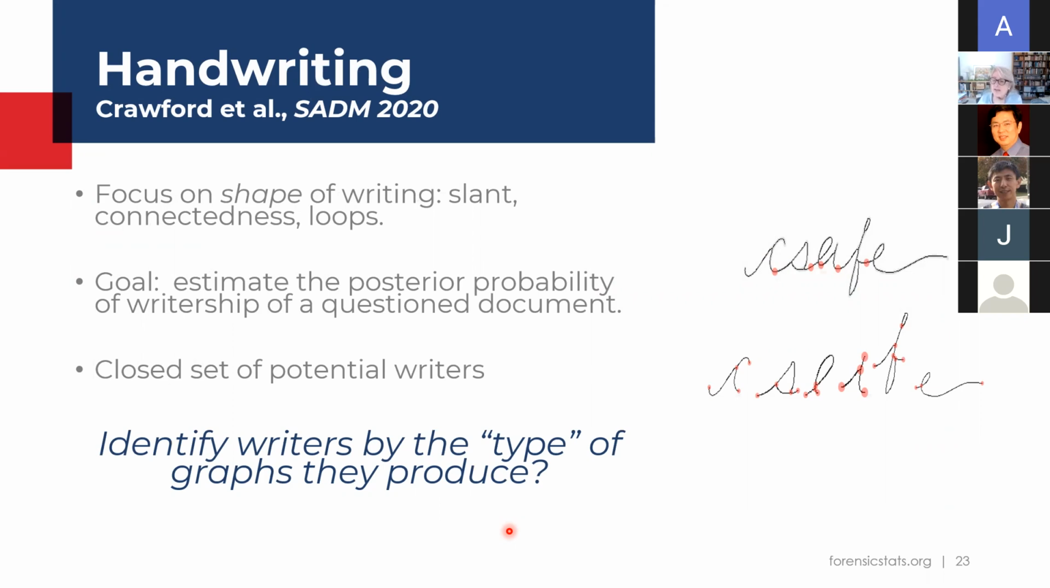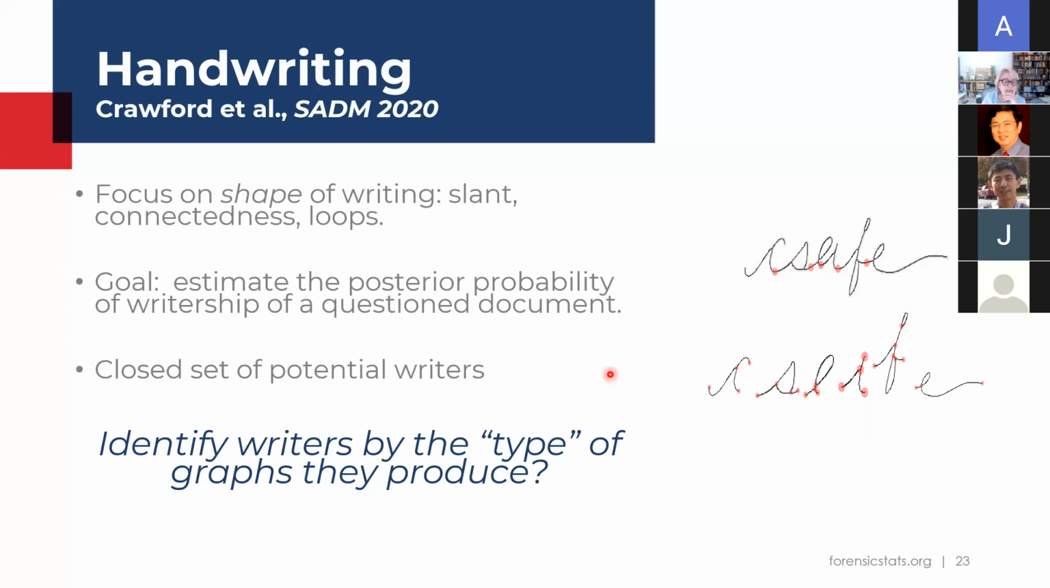Again, you have these images, and the question is, how do you extract features from the image of a handwriting sample? We asked examiners, what do you guys look at? And the examiners said, well, we focus on the shape of the writing. So we look at the slant, we look at the connectedness of the writing, we look at the size of the loops. And so we thought, okay, let's see whether we can mimic that, but instead of doing it by eye, let's try to automate this and extract features and see whether we can do something more reproducible.